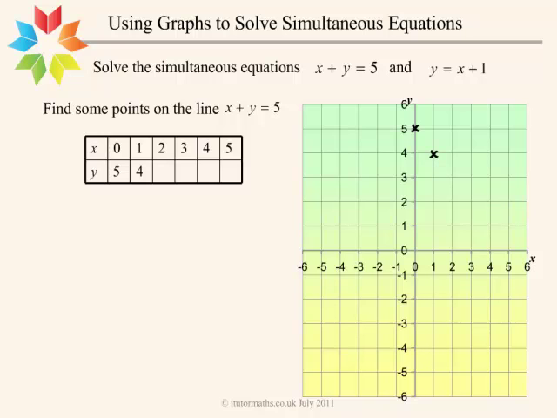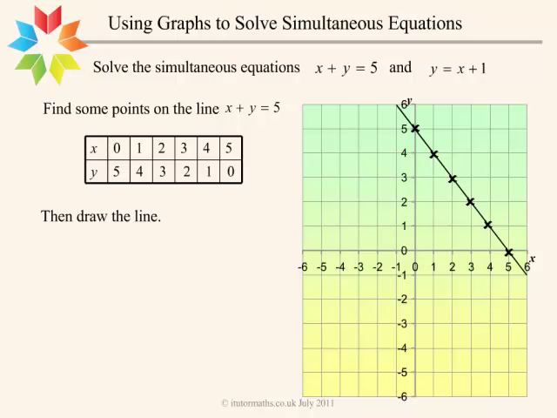Jasper, can you just finish the rest of them off? You can see the pattern there now. Yes. Will it be 3, 2, 1, and then 0? Well done. That's really good. So you can see, as we thought it would, it draws a straight line graph. So this is the graph drawn now of x plus y equals 5.